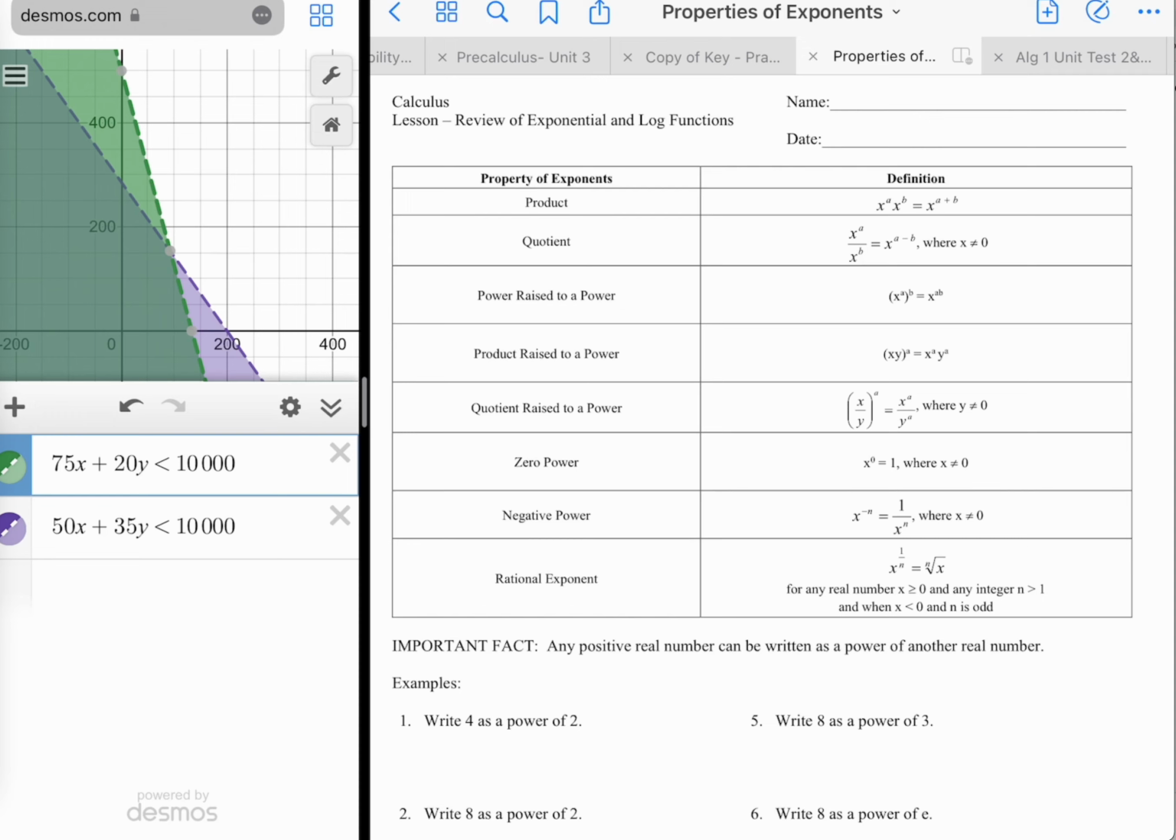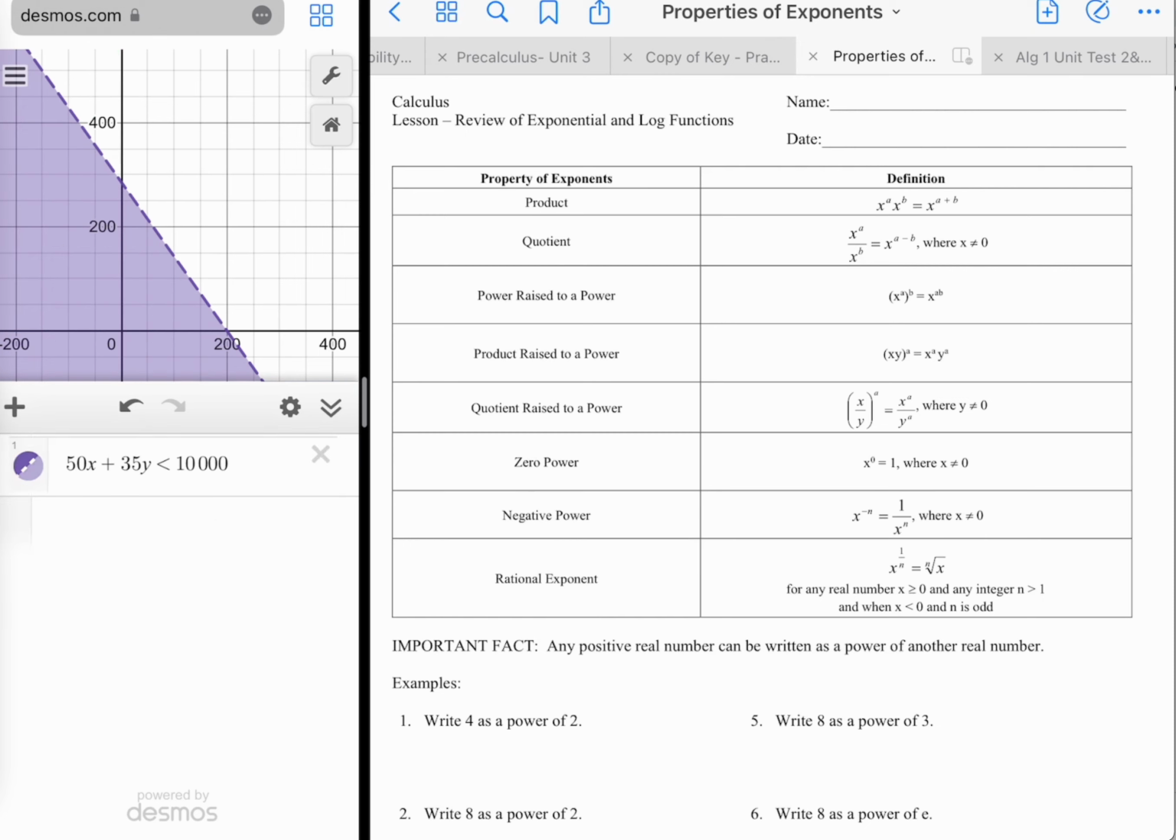These are all old rules that you should be familiar with from previous years. All right? Product of two exponents or exponential expressions, quotient, power raised to a power, all that good stuff. We've been working with that all year, so that should be fine. All right, zero power, negative powers, and stuff.